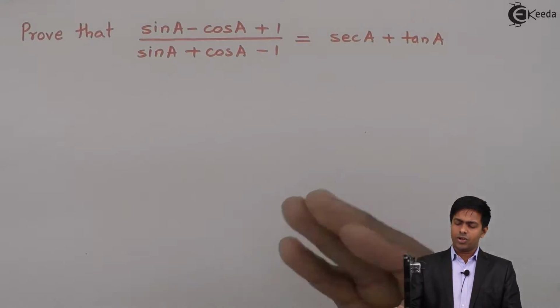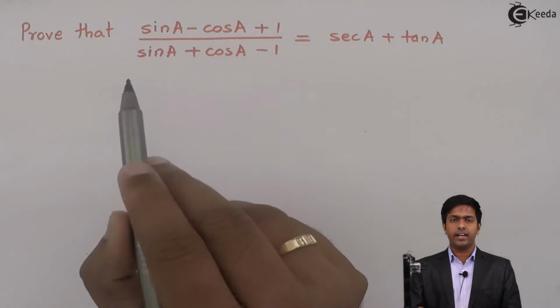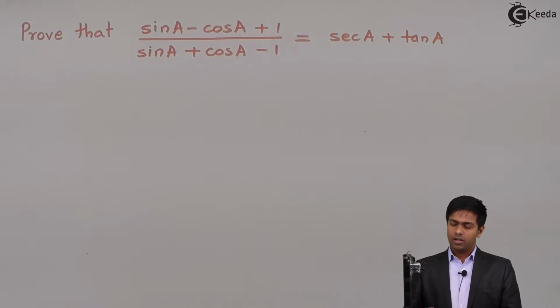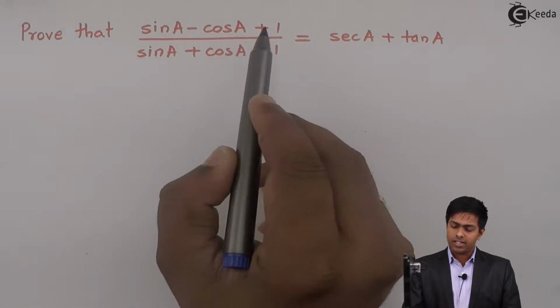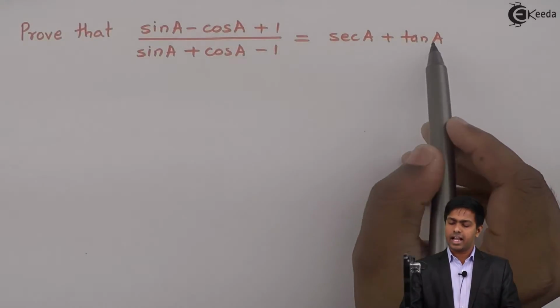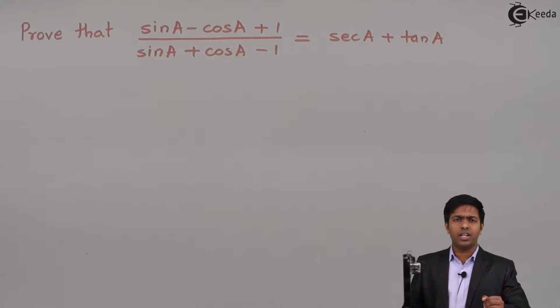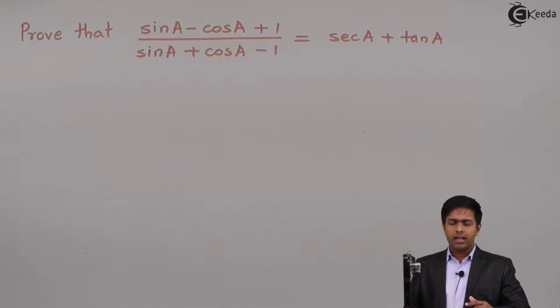Either visualize the right hand side in terms of sin and cos and try to bring the left hand side in terms of sin and cos. And the other method is, let's convert the left hand side in terms of tan and sec and then solve it in tan and sec itself to get tan and sec on the right hand side. So here we will use the second approach, that is, let's convert the left hand side in terms of tan and sec. For that we will divide the numerator as well as the denominator by cos a.